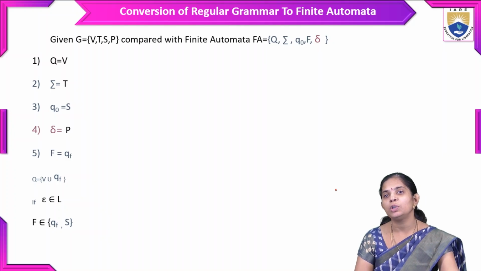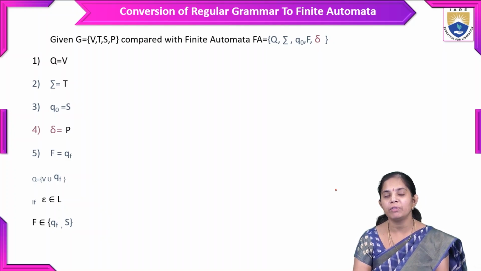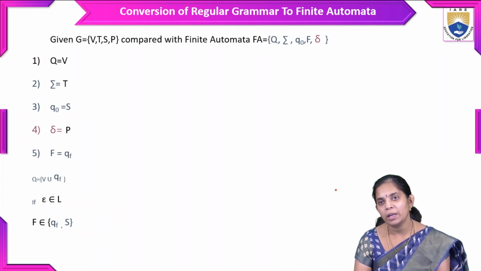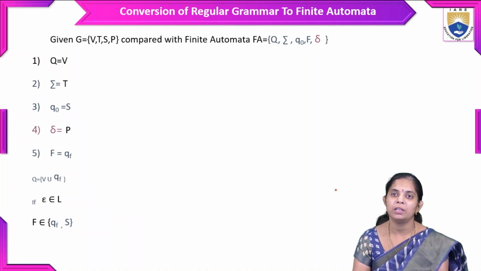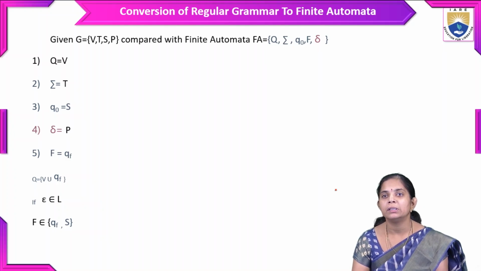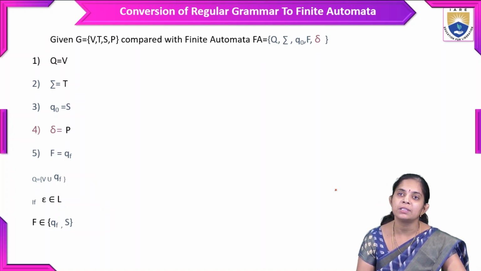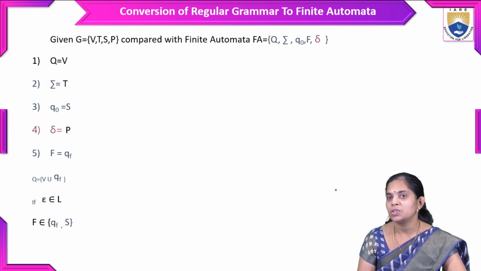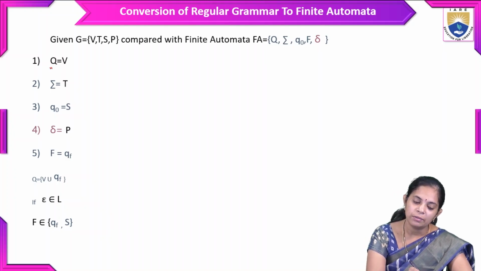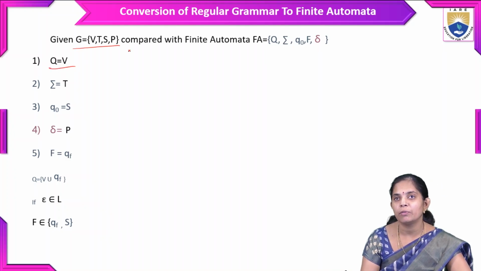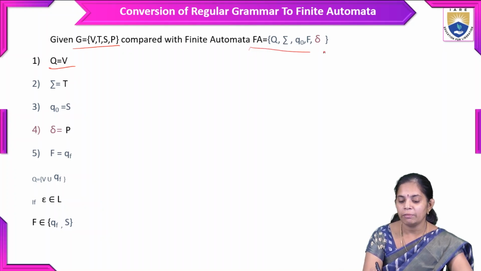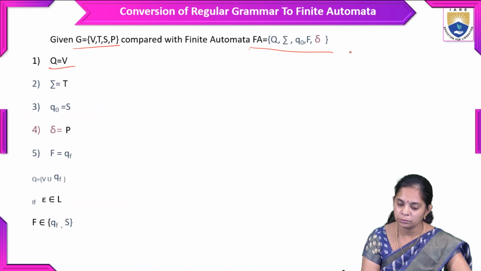For that, first we need to compare those two definitions. We have the definition of the grammar and the definition of the finite automata. We need to compare the values of both, and then we will draw the transition diagram according to the production rules. The grammar has a 4-tuple representation, and the FA, finite automata, has a 5-tuple definition.